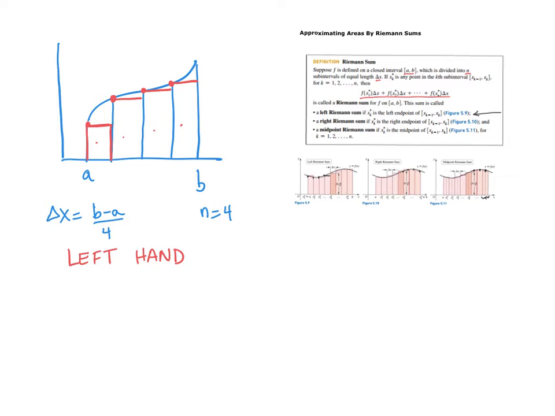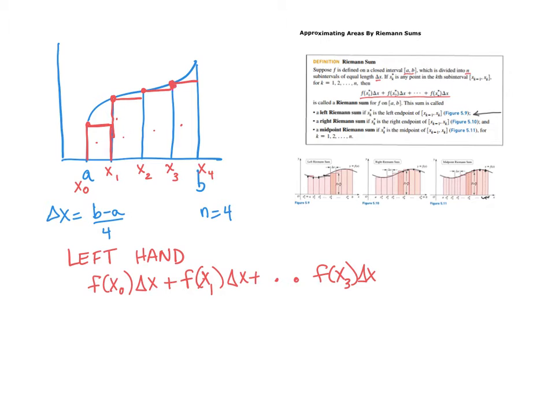So let's call this, we know that A is x sub 0, 1, 2, 3, and 4. And so our left-hand Riemann sum is going to be the function value at x sub 0 times delta x, and then the second rectangle has a height at f of x sub 1, and then all the way up to f of x sub 3 delta x, because that's the height of the last rectangle. Now think about that for a second.